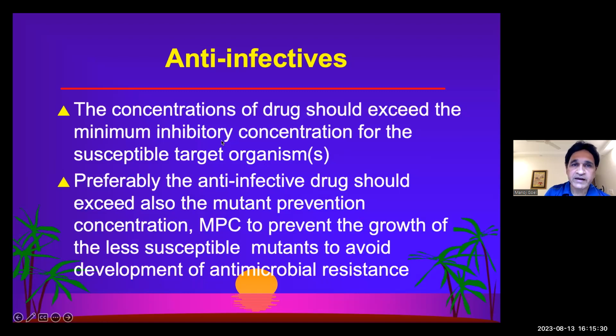Not only is achieving a high MIC important, but it's also preferable that the anti-infective drug should exceed the mutant prevention concentration, that is MPC. This is important to prevent the growth of less susceptible mutants and to avoid development of antimicrobial resistance. So you must achieve a drug concentration which is above the MIC and also above the MPC. And this can easily be achieved with some of the antimicrobial therapies.